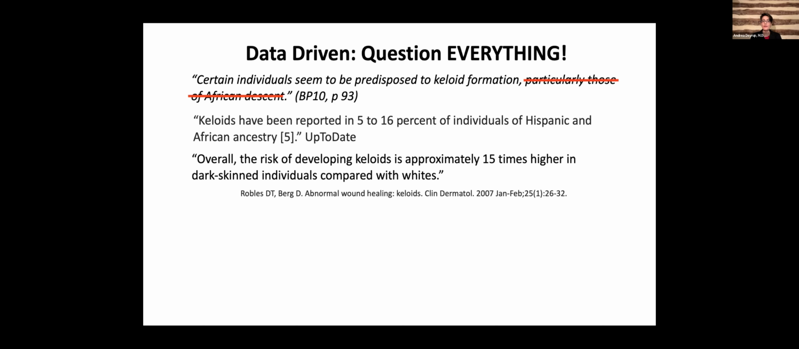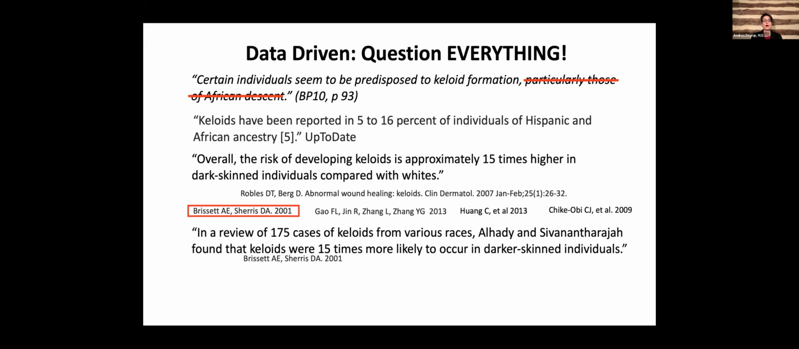compared with whites. And this is a big number, and it was striking, in part because I saw it in 4 other journal articles. Now, Brissett was the one that seems to be the index of this. It was the first time I saw this quote. And this is the quote from Brissett saying, in a review of 175 cases of keloids from various races, the authors found keloids were 15 times more likely to occur in darker-skinned individuals.